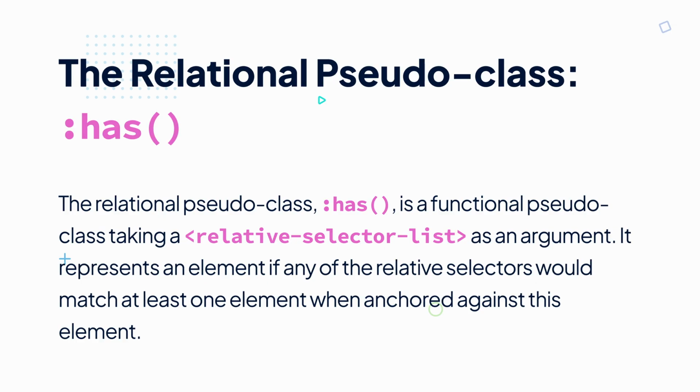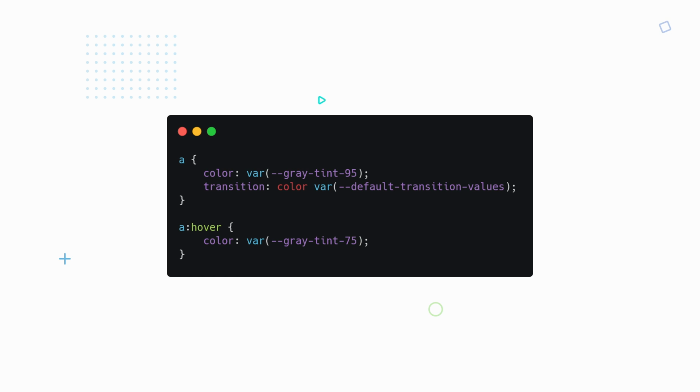All right, so what is the has selector? Well, according to the official spec, the definition looks something like this. That's pretty technical, isn't it? Let's try that again. First of all, has is a pseudo-class, and a pseudo-class is a keyword that you add to a selector, which selects an element based on a certain state or context. For example, when using the hover pseudo-class, we're essentially selecting the hover state of that anchor element.